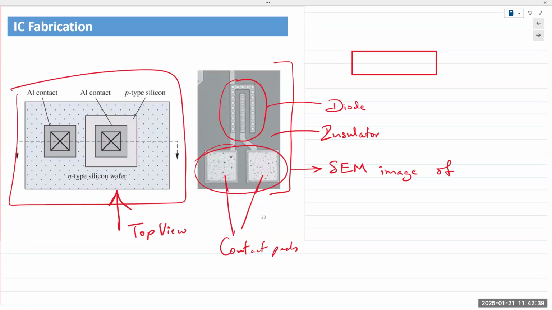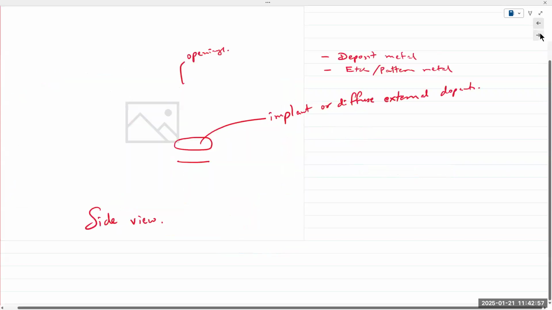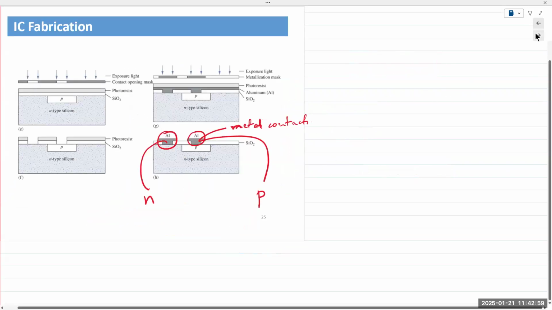Okay. So again, we start with our silicon wafer. Perhaps it's N-type, perhaps it's P-type, depending on the requirement. We create some opening in there. We infuse it with some dopant impurity, and we create a P-N junction. Okay. So this is looking at it from the top. This is looking at it from the side.